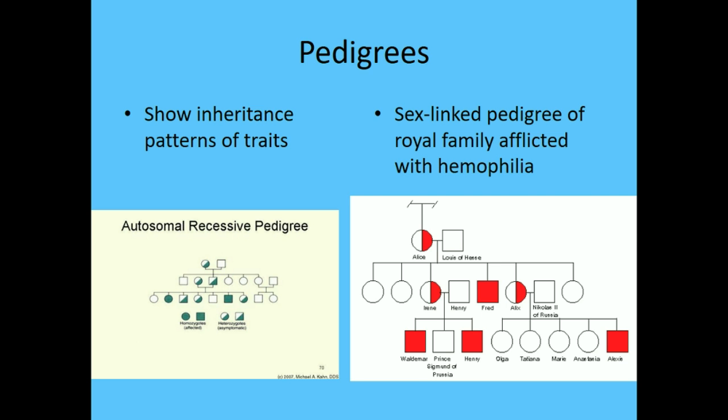The other thing we talked about was a pedigree. A pedigree is used to show inheritance patterns. Circles are females, squares are males. If they're colored in, that means they have whatever you're dealing with. It looks like a family tree, but it typically will have colored in portions to show the inheritance.